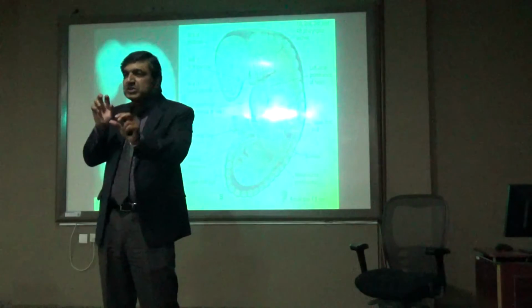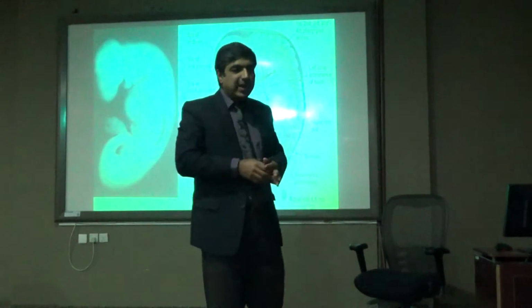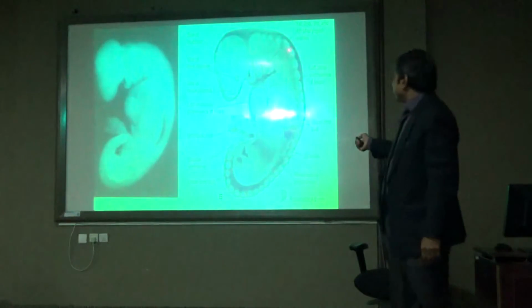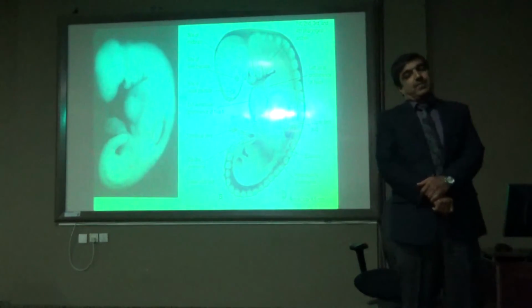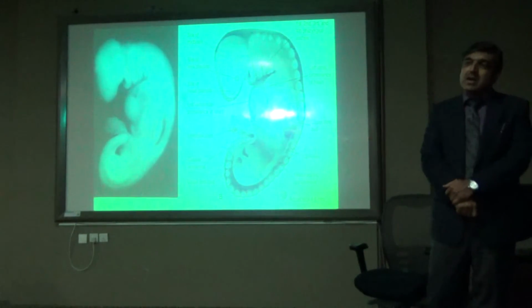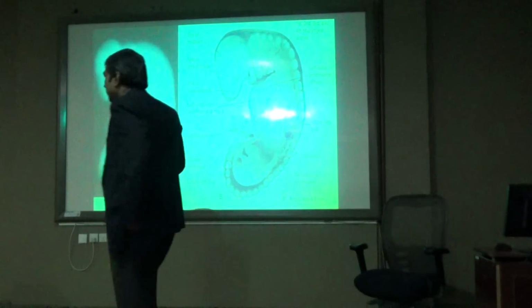So they are on both sides of the notochord. This structure will make the vertebral column. How it will make it, we will talk about later on.